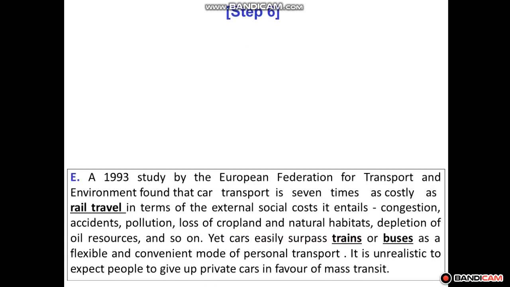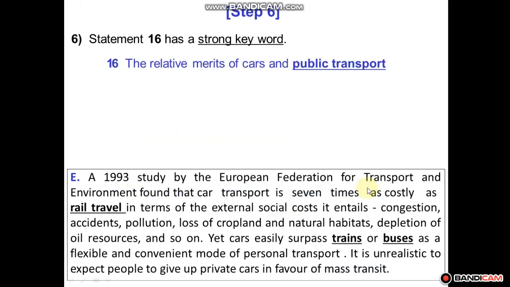All right, and then the next one is paragraph E. The statement has a strong keyword. What is that? The relative merits of car and public transport. Public transport, they cannot change it. Well, that will remain the same. And here we have rail travel, trains, buses. Well, they show public transport. Scan for bus and train.